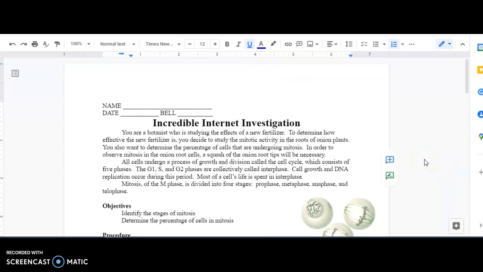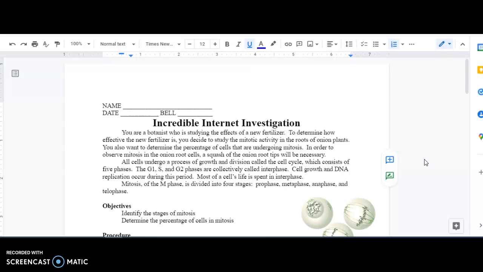Okay, so today we're doing the incredible internet investigation. You're going to act as a botanist who is studying the effects of a new fertilizer. To determine how effective the new fertilizer is, you decide to study the mitotic activity in the roots of onion plants. You also want to determine the percentage of cells that are undergoing mitosis. In order to observe mitosis in the onion root cells, a squash of the onion root tips will be necessary.